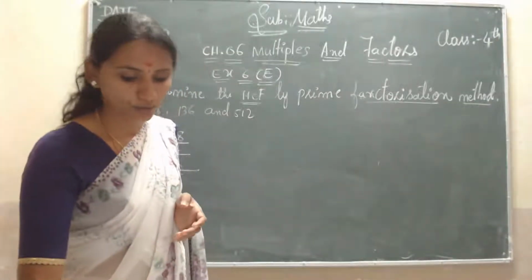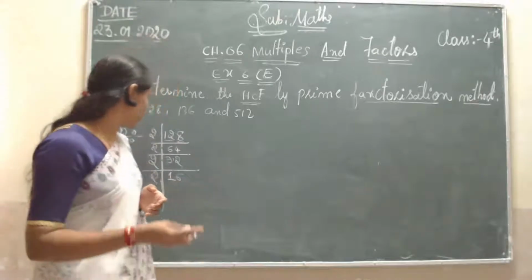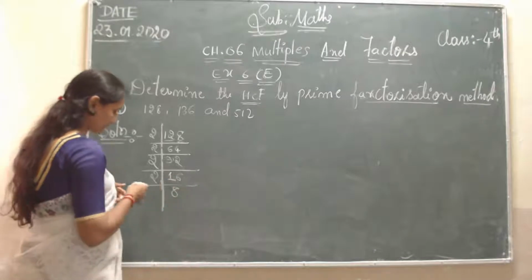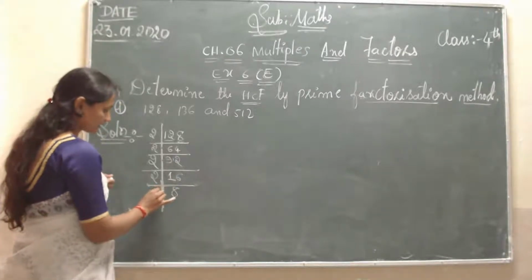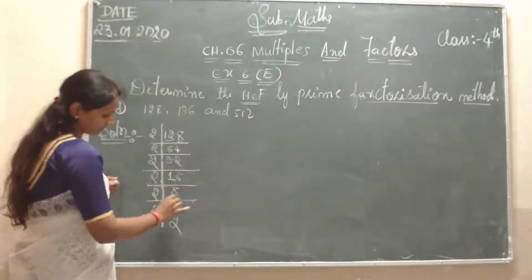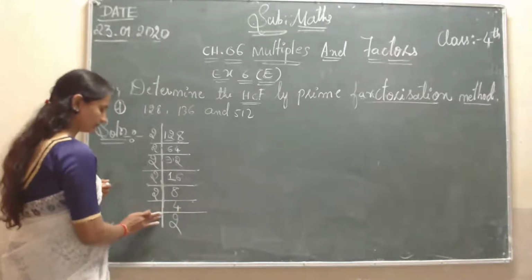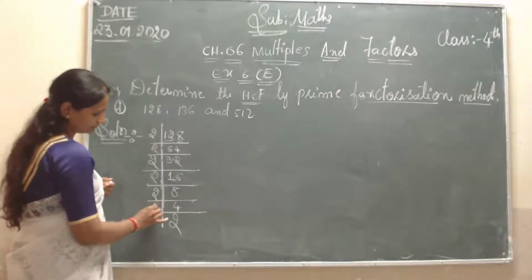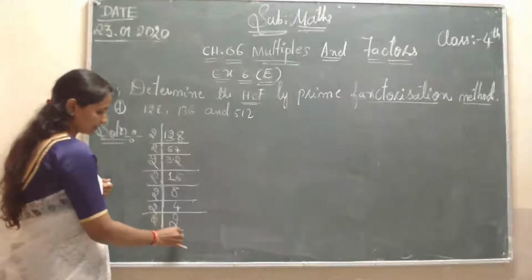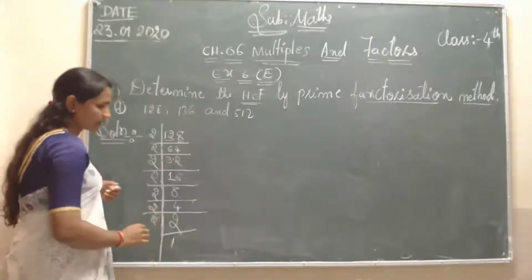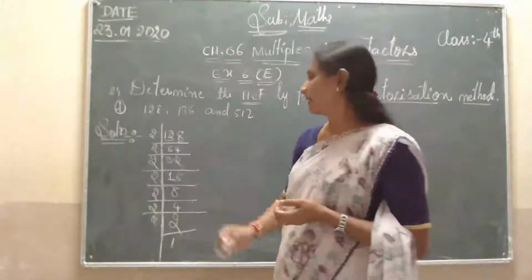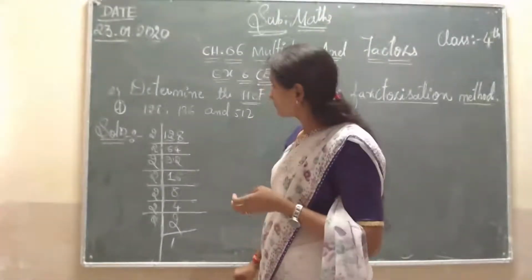2 eights are 16. Next, 2 fours are 8. Next, 2 twos are 4. Next, 2 ones are 2, and the remainder will be 0. Okay, so this is the factorization of the first number.